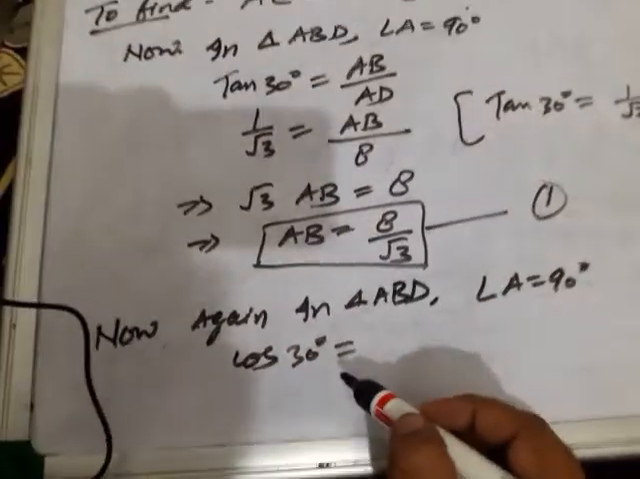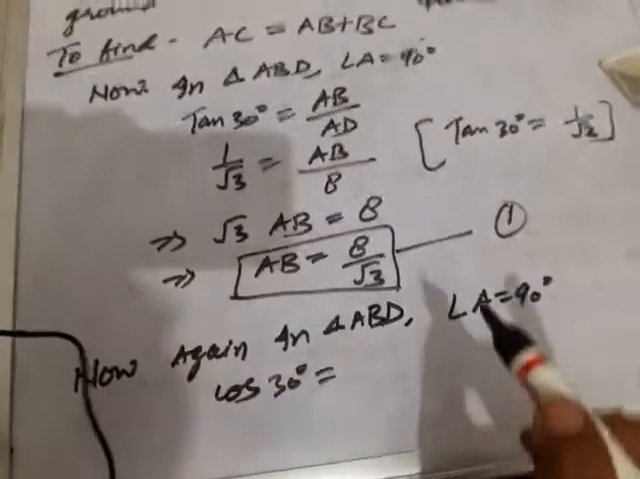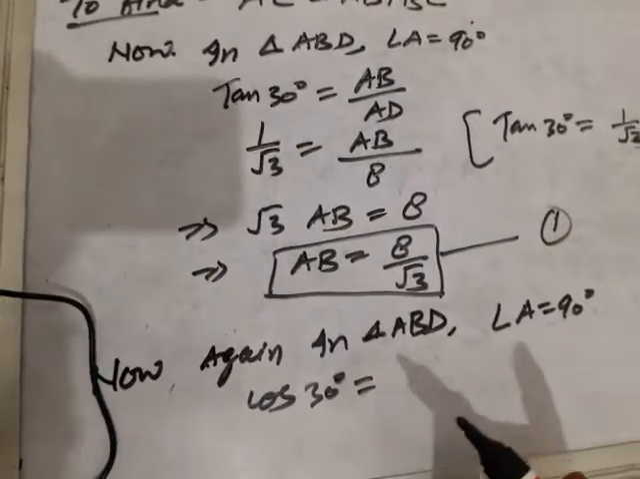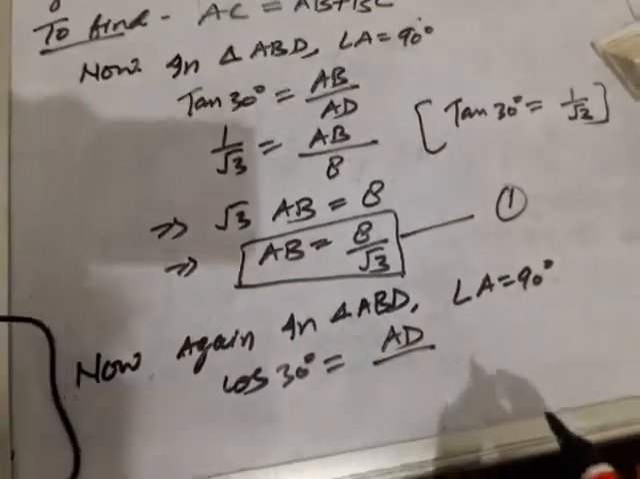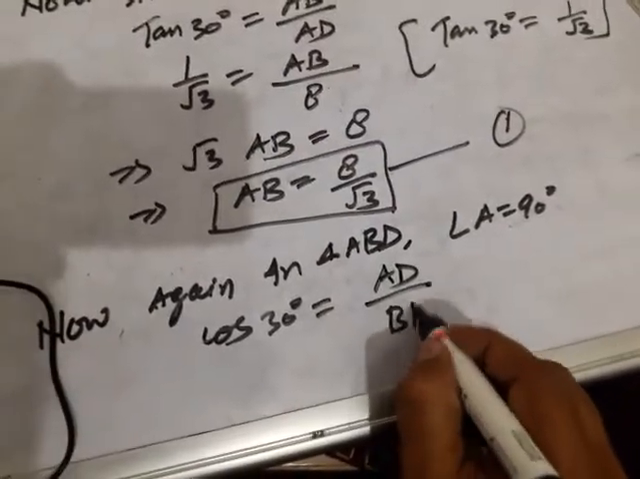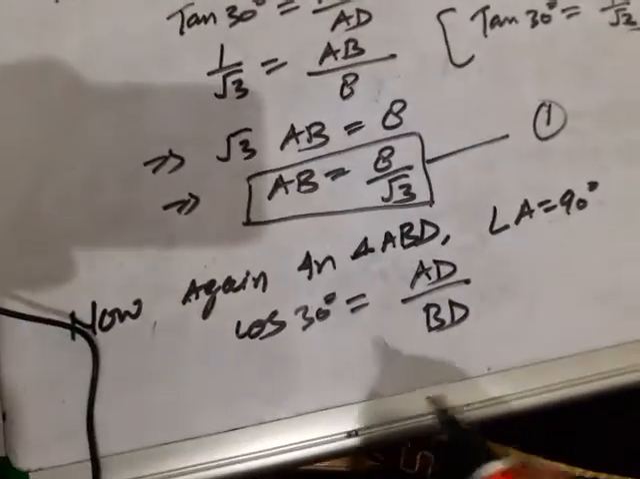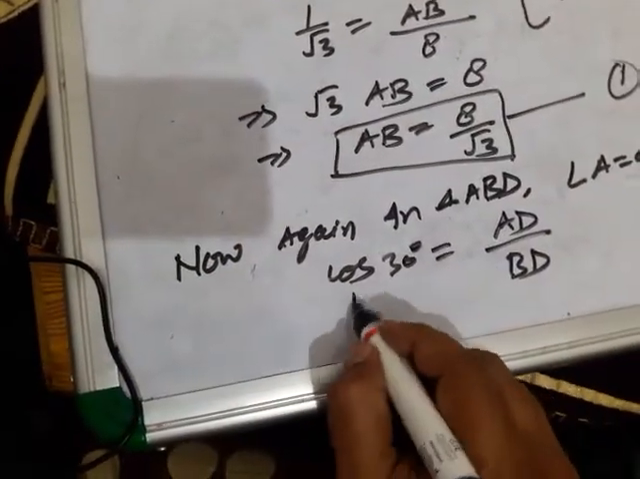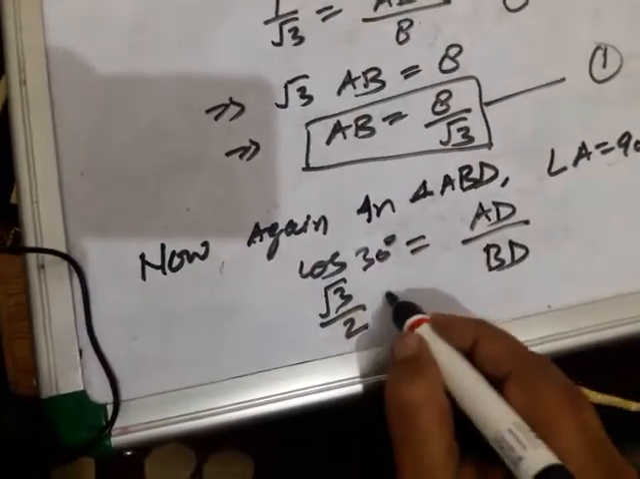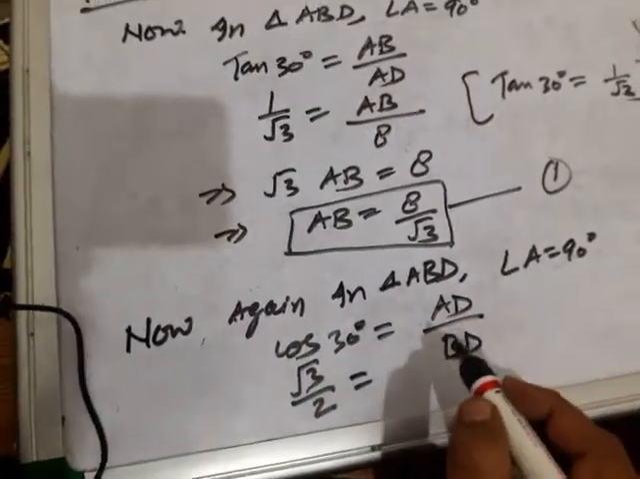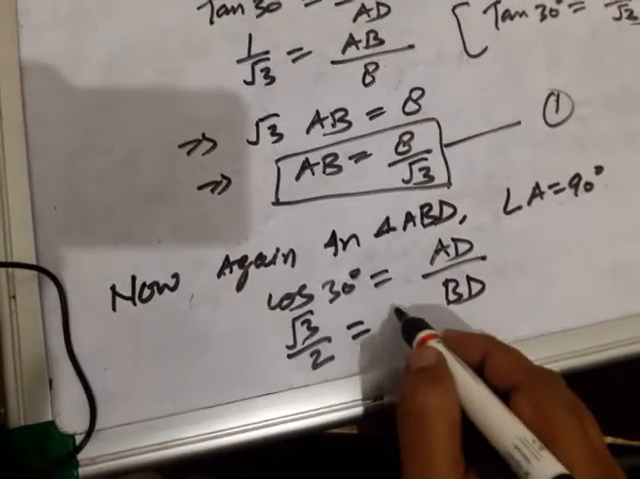What is the definition of cos theta? That is base upon hypotenuse, that is AD upon BD. Now put the values over here. Cos 30 degree equal to root 3 by 2, and AD is given to be 8.